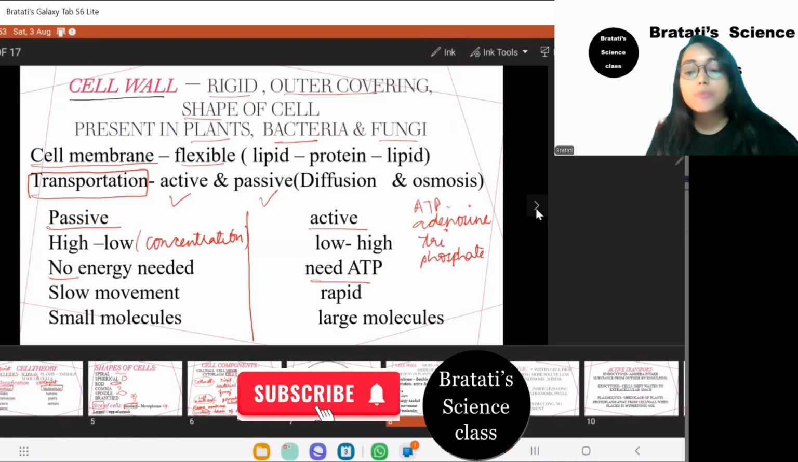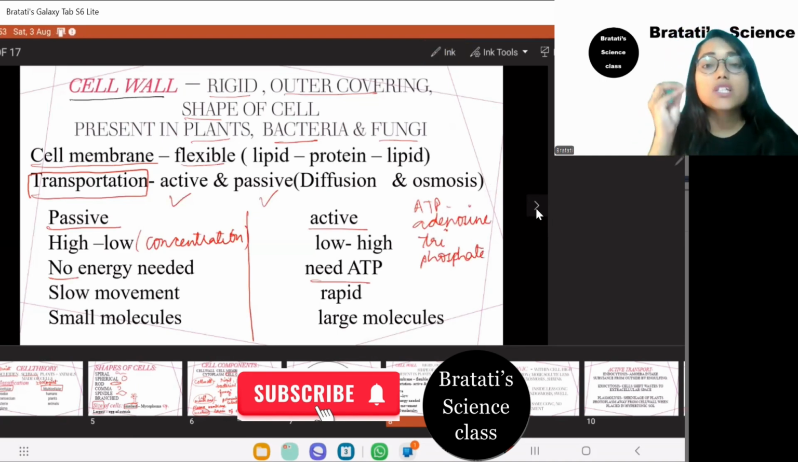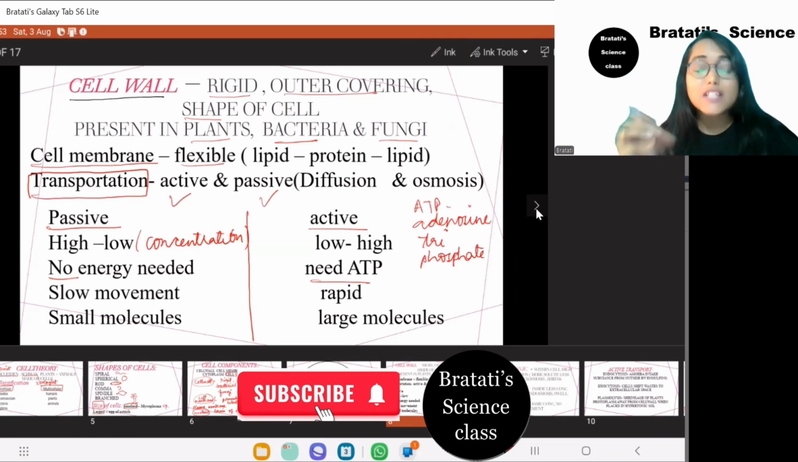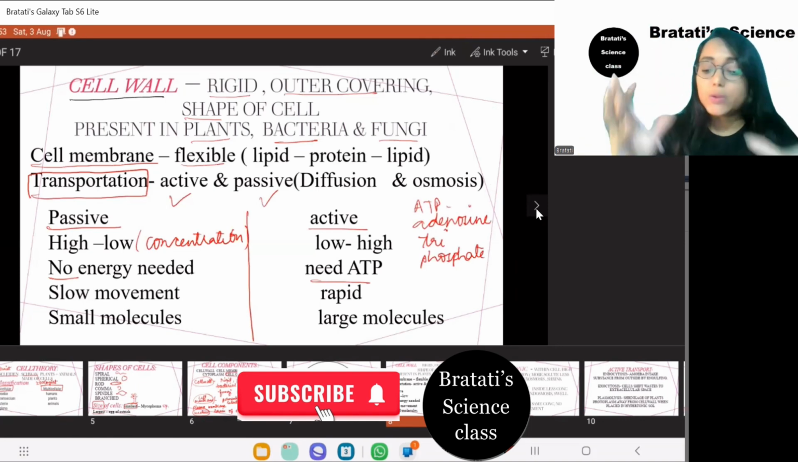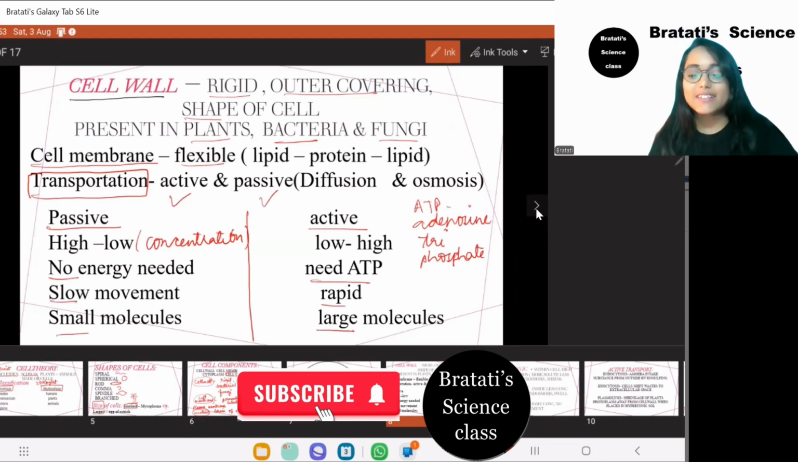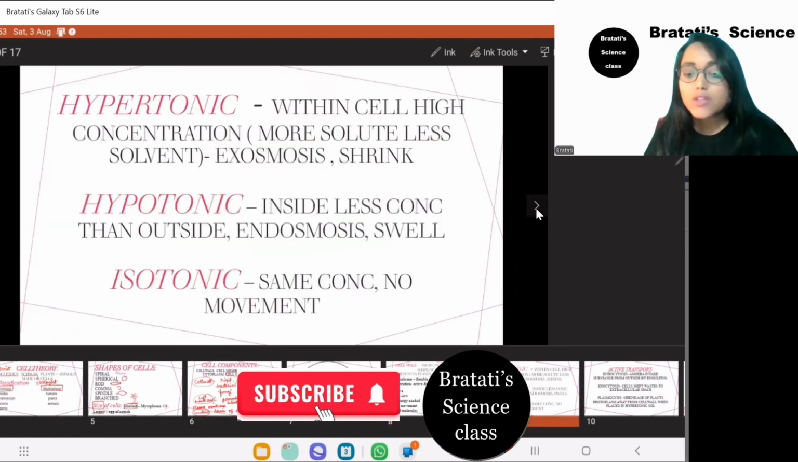Now, passive transport is very slow movement for the small molecules, which can move without any extra energy. But in active transport, the very large molecules move very rapidly, and that's why they need the energy from outside. Okay, done.